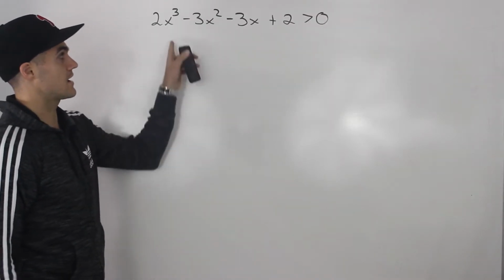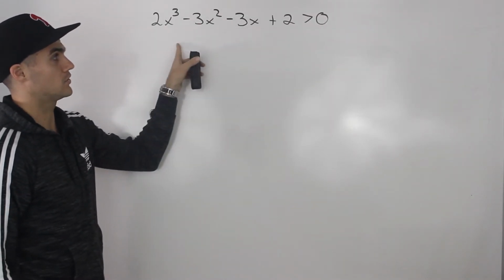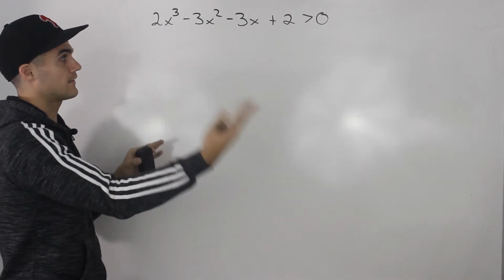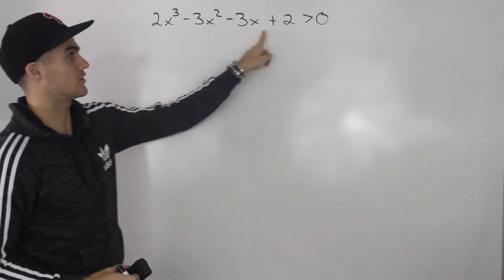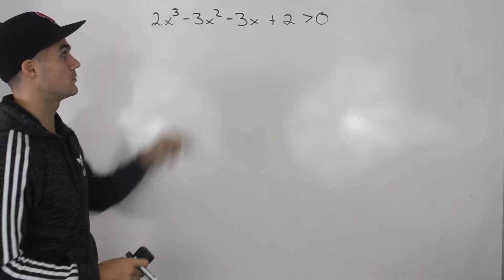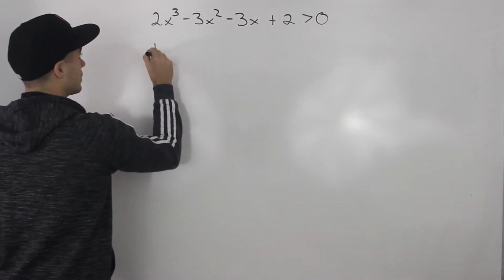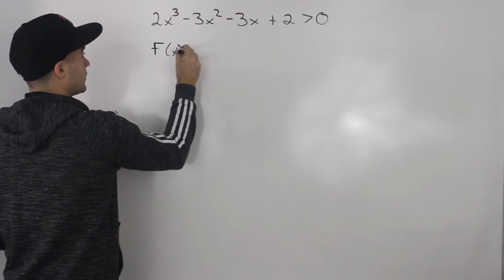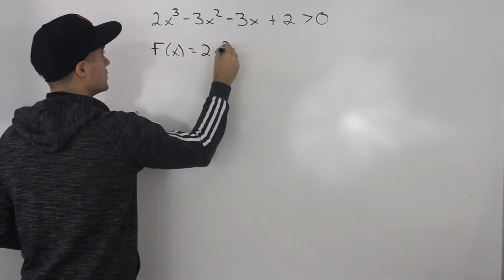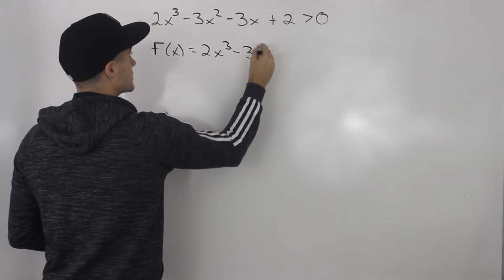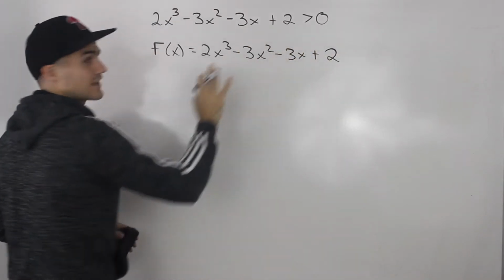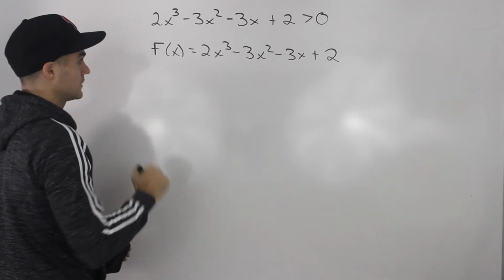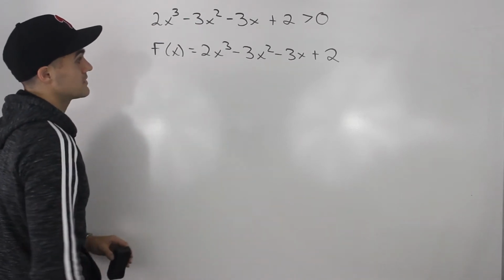Once you're at this step, once you have a polynomial on one side of the inequality and 0 on the other side, you want to factor this polynomial. So let's label this polynomial 2x cubed minus 3x squared minus 3x plus 2. Let's forget about the inequality now, and we'll come back to it later. Let's just focus on factoring this.